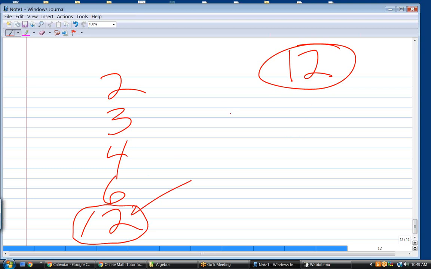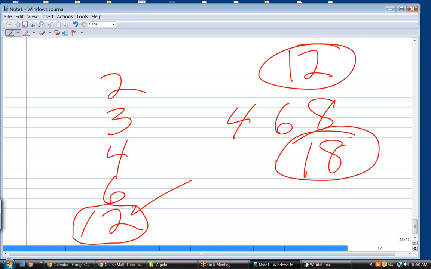I screwed up here. Let's take the next 3 integers. We took 2, 4, and 6. But if you take 4, 6, and 8, that gives you a total of 18. That is not divisible by 12. Nor is it divisible by 4. So 12 is not our answer.